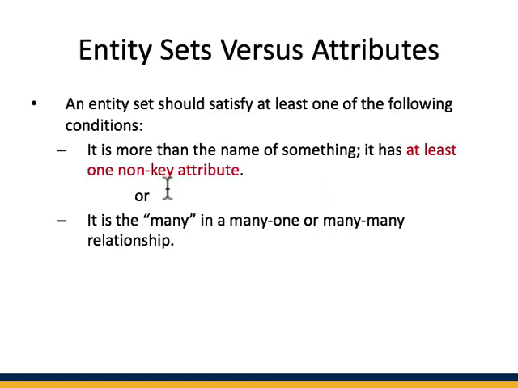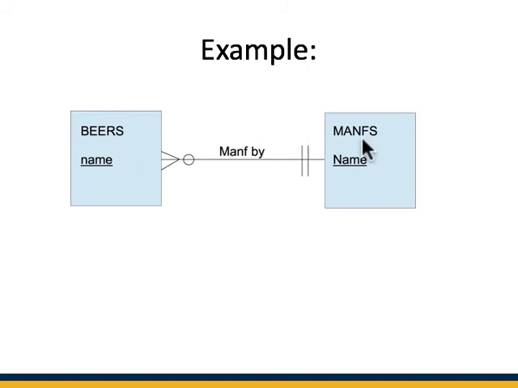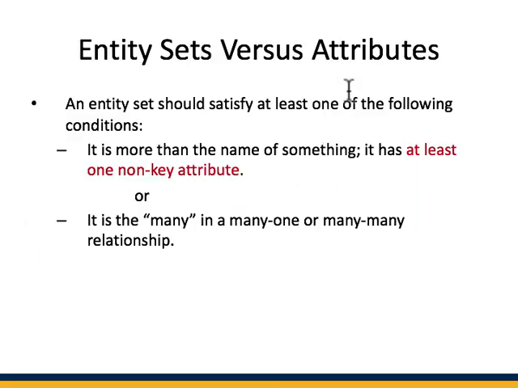What's the other condition? It is the many in a many to one or many to many relationship. It's the many side. Is it? No, it's the one side, right? There is no crow's feet here. So it should not be an entity set. So manufacturers should not be an entity set. Why? Because of the conditions for making something an entity set versus an attribute, these conditions are not satisfied. Or either of these is not satisfied.